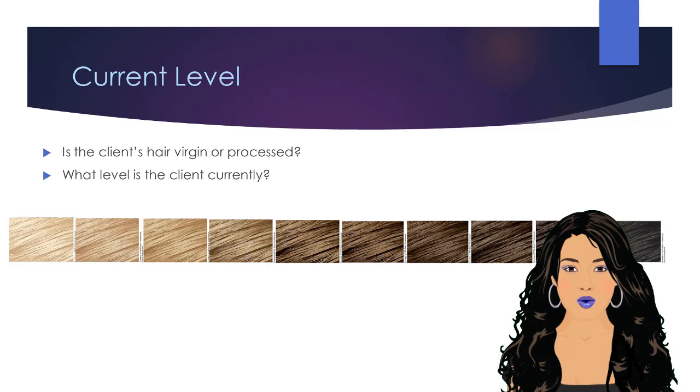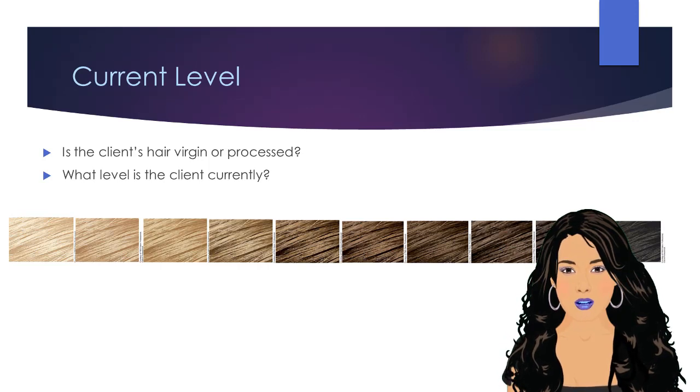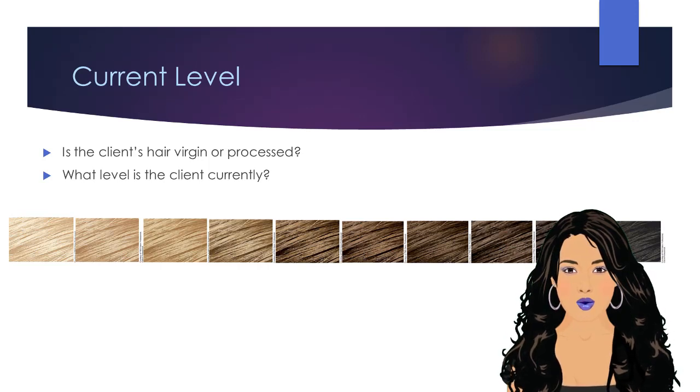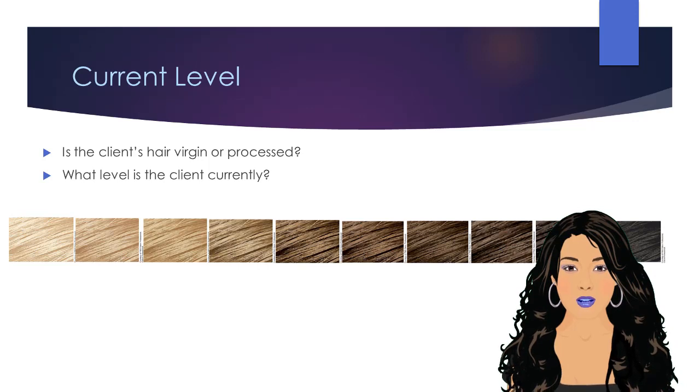Is the client's hair virgin or processed? What level is the client currently? These questions should be answered to guide you in the decision-making process. Virgin hair could be colored in a single process, depending on the desired results, whereas previously colored hair cannot go any lighter without lightening the hair first.